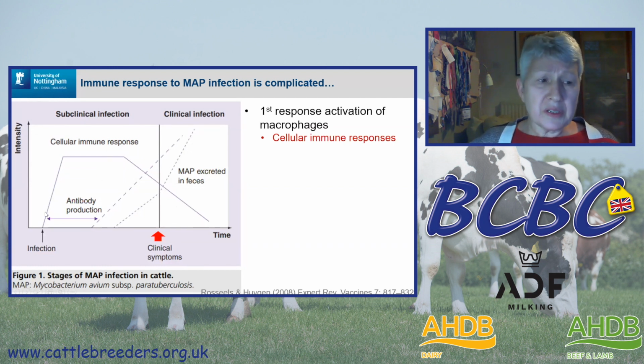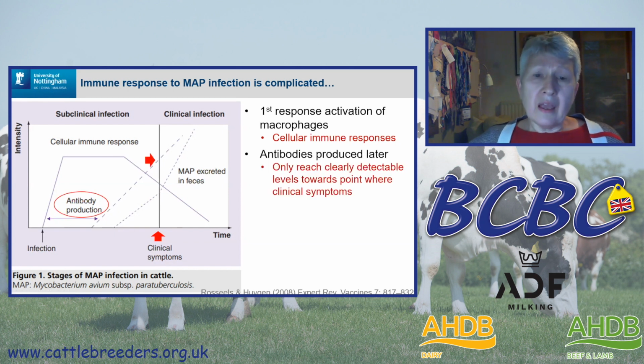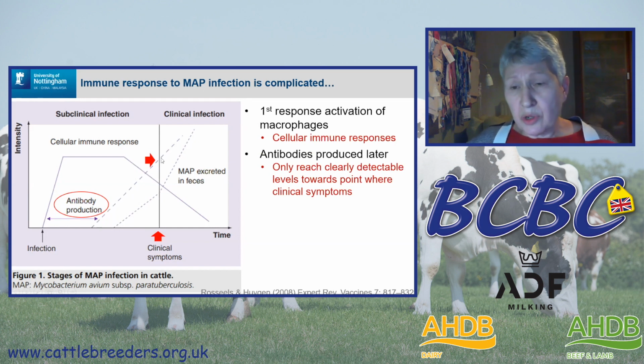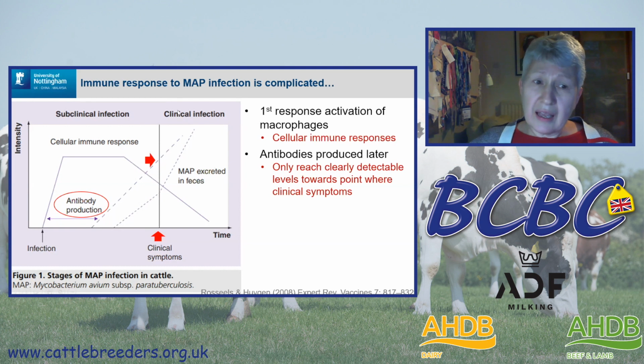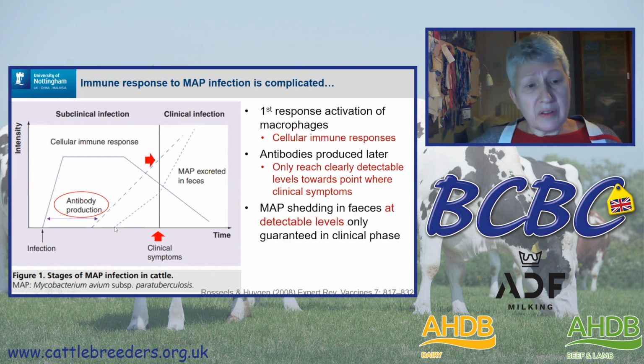Now, at some point during that process, and after the cellular immune responses have sort of plateaued, we know that antibodies start to get produced. But you can see there's quite a time delay between infection and the antibody for the ELISA tests. Also, we need to get to a critical level before we can detect that response, and that's often only reached once we're getting close to when clinical symptoms are being detected. And of course, we know that the MAP shedding in the feces will slowly increase over time, as we've seen. And then again, it's in the later stages of clinical infection where we would get that guaranteed presence of MAP in the feces.